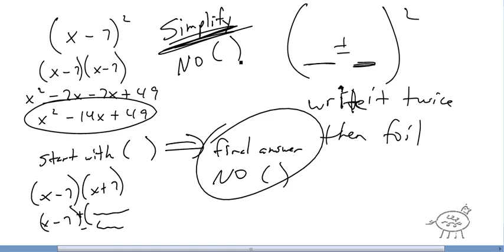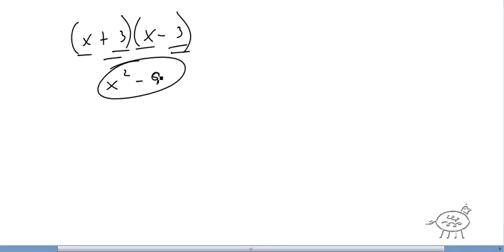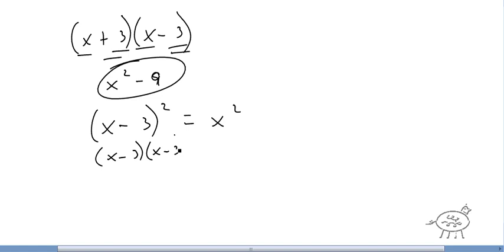But today what I wanted to go over again was the special cases. x plus 3 times x minus 3. That's a difference of two squares. We'll get to that more later, but that means the terms are the same and these are opposite. So it's x squared minus 9. That's our answer. And x minus 3 squared means you actually write it twice. x squared minus 3x minus 3x plus 9. So x squared minus 6x plus 9.